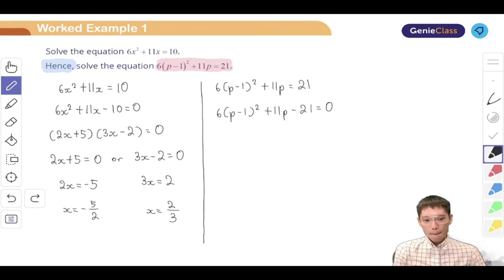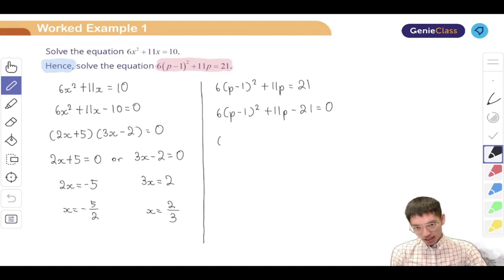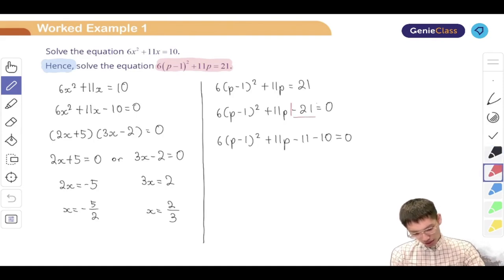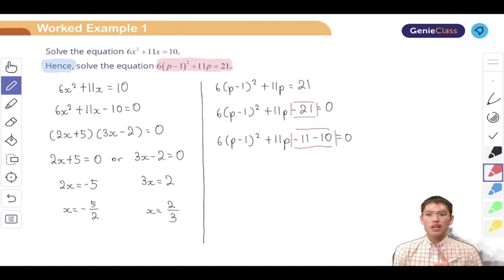So first, I will do this. I will actually make minus 10 out of minus 21. What does she mean? She means this way: plus 11p, minus, make minus 10 out. So I have minus 11 minus 10. That is for this first part over here. Once it's done, you realize now I have something similar, because I will have this one over here. How does this work?